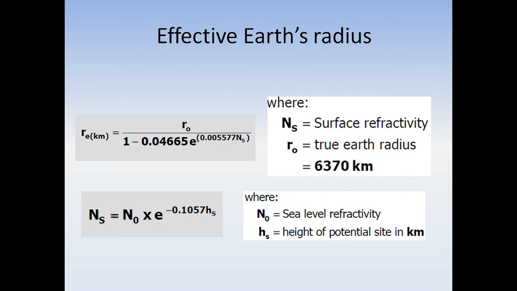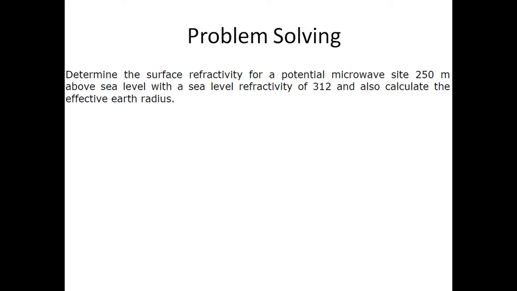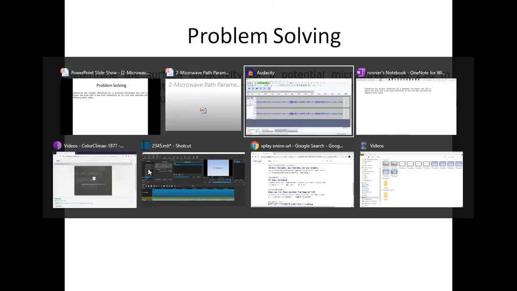Divided by 1 minus 0.04665 e to the 0.005577 Ns. Yung Ns is yung nasa baba na equation. Ns is equals to N0, sea level refractivity yung N0, times e to the negative 0.1057 Hs. Yung Hs is the height of the potential height in kilometer. So, let's have an example na para mas maintindihan nyo. So, punta tayo sa kabila.